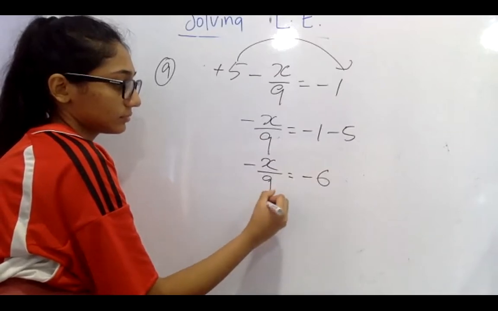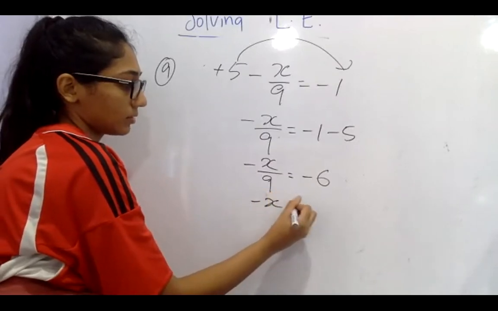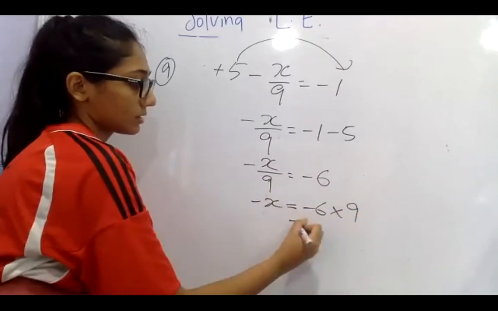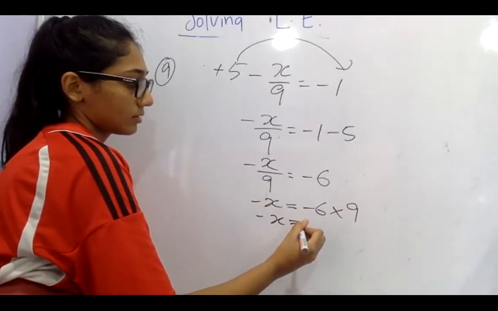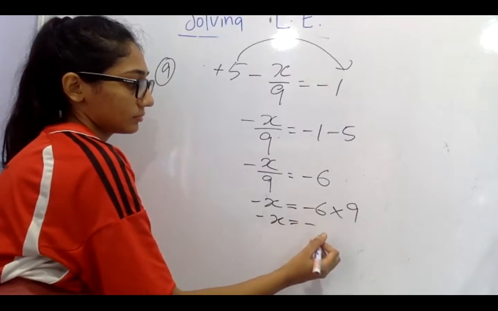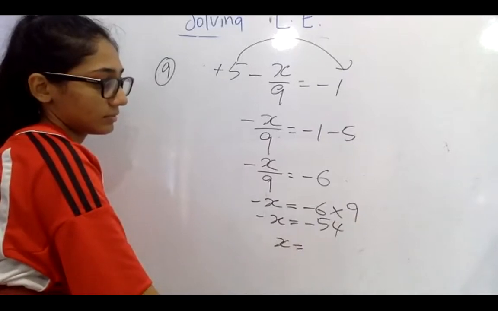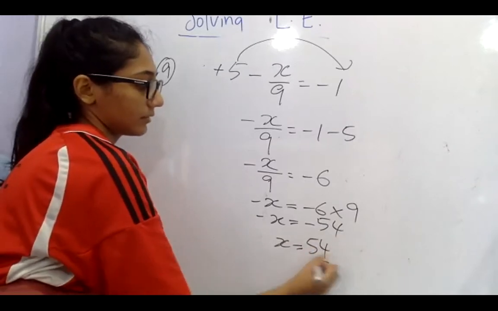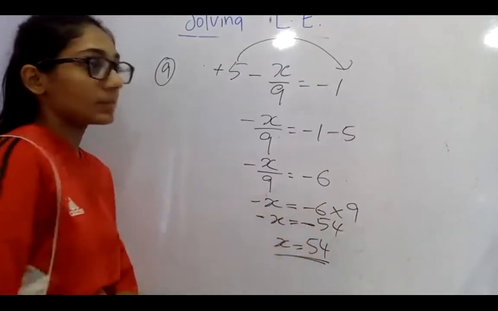And then? Divide becomes times. Okay. So 9 times -6. Negative x is here. -6 times 9, which is? You get -54. Correct. And then x will be? Also +54. Correct. Very good. So x is equal to positive, because negative and negative becomes positive.